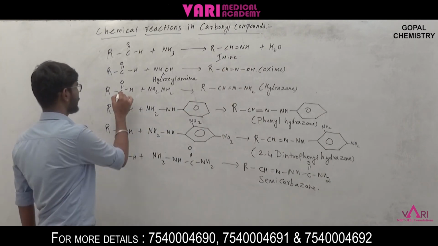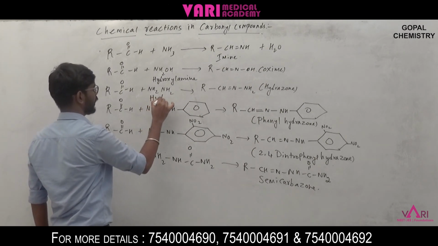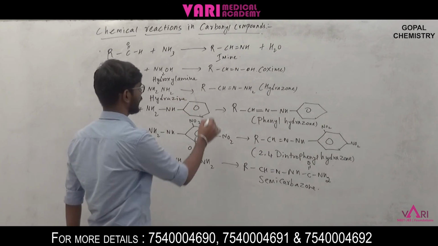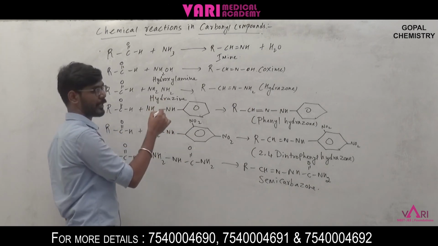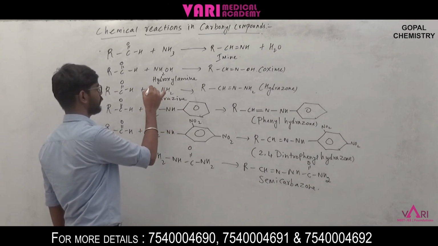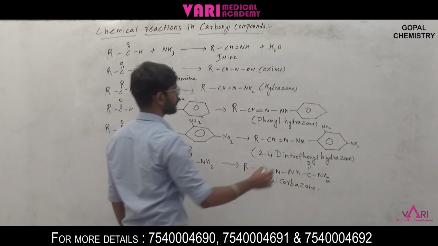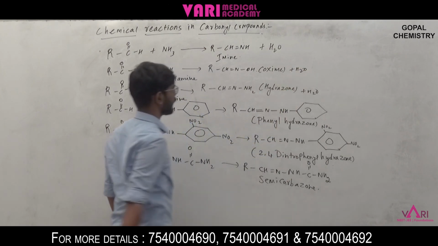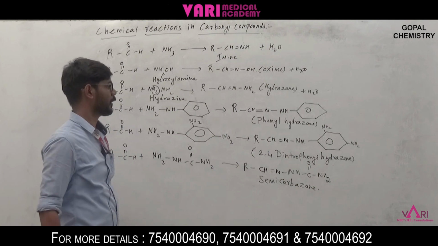Next, the same carbonyl compounds with hydrazine. This hydrazine will give hydrazone derivatives. There is no complexity here. Just see that these 2 hydrogens and this oxygen are removed as a water molecule. Just a simple one. This water has to be removed, and only then can we get the corresponding derivatives.